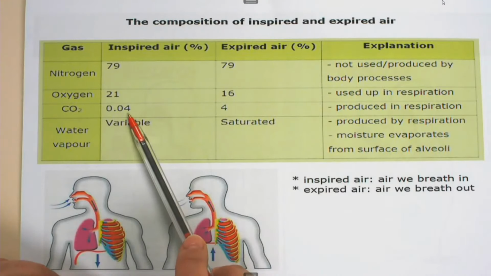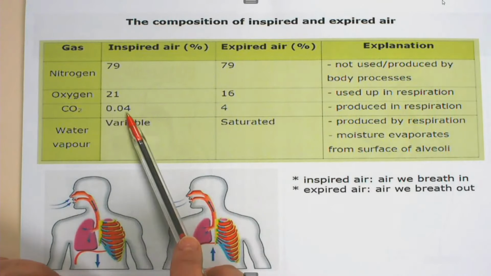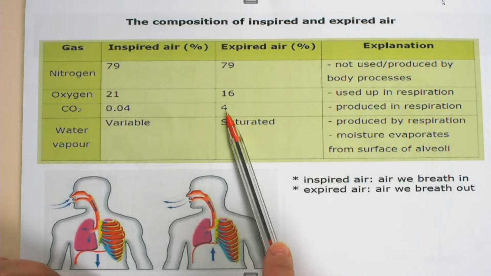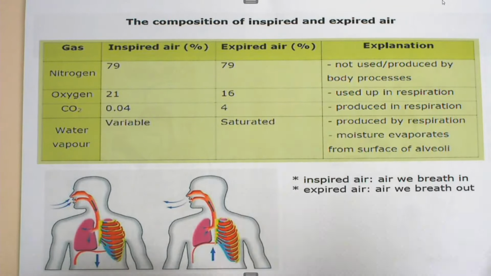Okay, then CO2. There's not a lot of CO2 breathed in, but there's quite more breathed out, from 0.04 to 4. And why do we breathe a lot of that out? Because of the cellular respiration process.